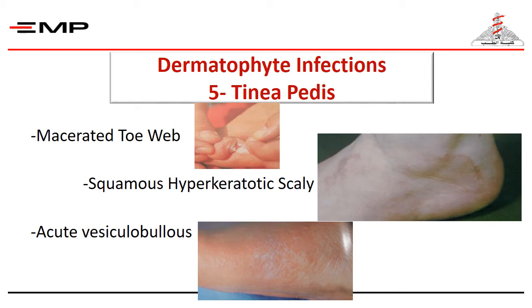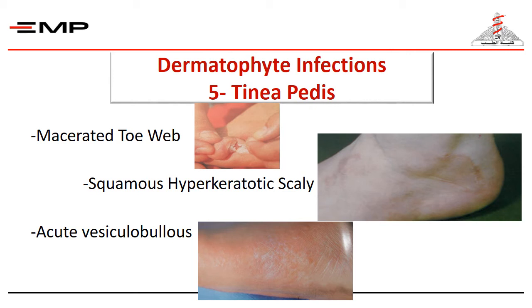The fifth type was called Tinea pedis, or athlete's foot. It is common in adults, especially young men, and is more often predisposed to by communal washing, swimming baths, occlusive footwear, and hot weather. There are three clinical variants. The most common was what is called macerated toe web or chronic interdigital Tinea pedis, characterized by itchy interdigital maceration affecting mainly the fourth and fifth toe web space.